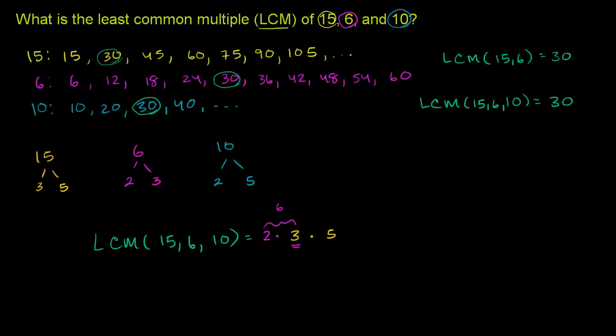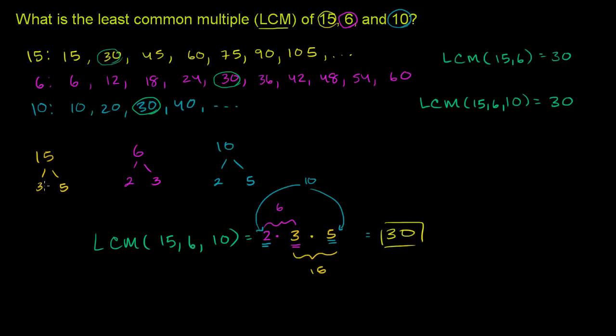And let me make it clear. This right here is the 15. And then to make sure that we're divisible by 10, we have to have at least one 2 and one 5. These two over here make sure that we are divisible by 10. And so we have all of them. This 2 times 3 times 5 has all of the prime factors of either 10, 6, or 15. So it is the least common multiple. And so if you multiply this out, you will get 2 times 3 is 6. 6 times 5 is 30.